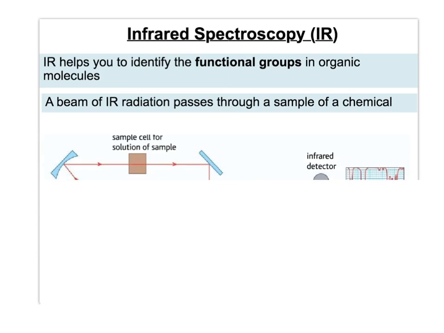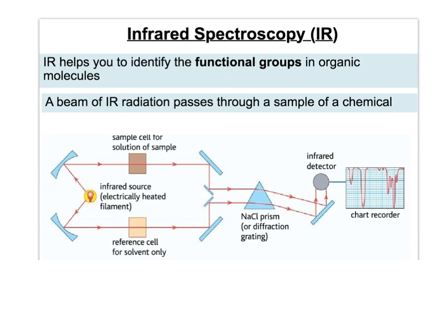There's a diagram down here. It looks rather complex. You do not need to know how it works, but I've just put this so you sort of have a basic understanding of what we're doing. So what happens is you put your sample here, and infrared light is generated and shone through the sample.